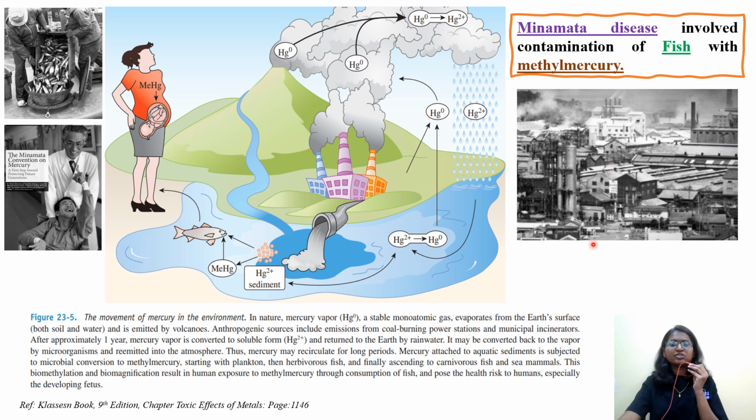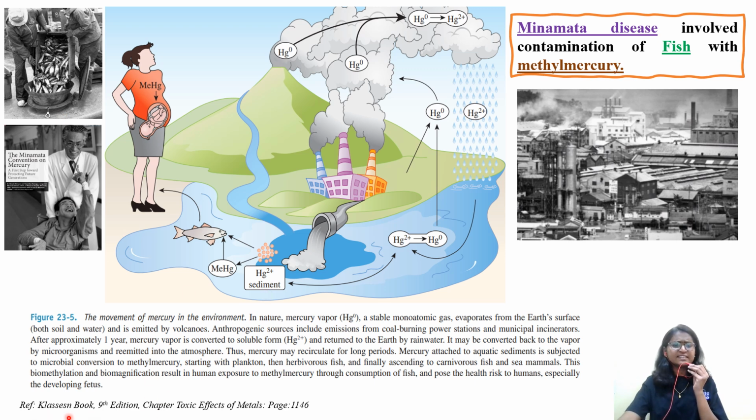Okay, earlier also in my previous videos I have discussed, this is the Chisso plant which was next to the river body. It released industrial waste which in large quantities contained mercury. Okay, here you can see a person who is diagnosed with Minamata disease. And here you can see the fish which is contaminated with mercury. Let's directly go to this particular diagram and understand.